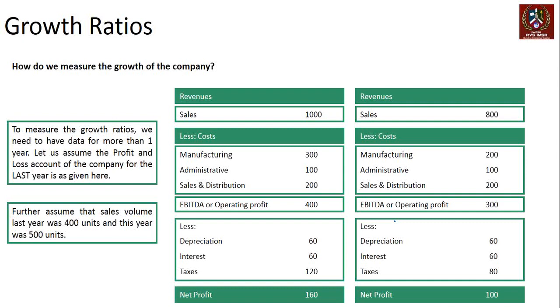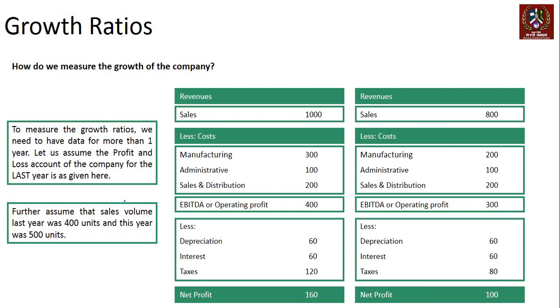Finally, other kinds of ratios that come in are growth ratios. How do you measure the growth of a company? Now, to measure growth, you do need data points across more than 1 year. You cannot calculate growth otherwise. So if you look at the data points here, we have taken revenues and P&L accounts for the last 2 years of the company, sales growing from 800 to 1000 and profits growing from 100 to 160.